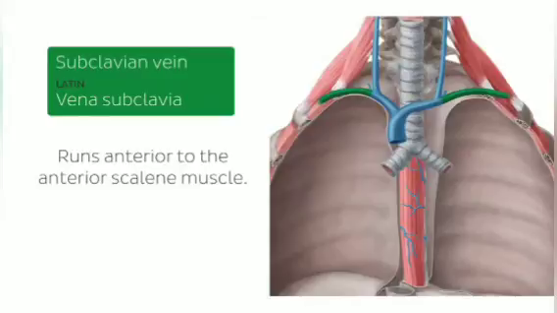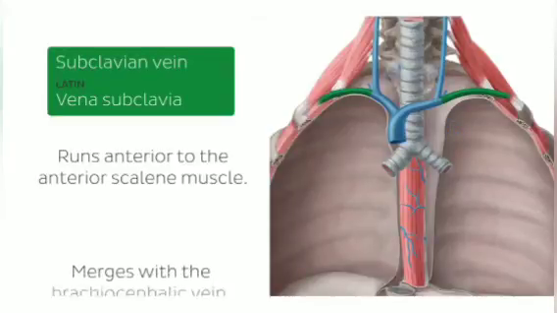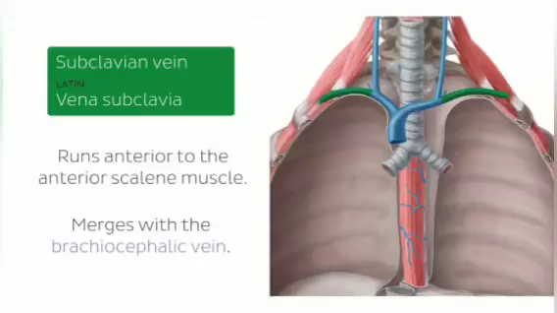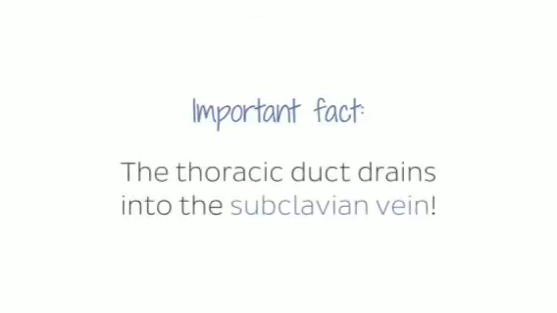Together with the internal jugular vein, as you can see here, these are the internal jugular veins. The subclavian veins are going to merge with the brachiocephalic vein and then drain blood towards the superior vena cava and then to the heart. I want to highlight an important fact that you need to know: the thoracic duct, the main vessel of the lymphatic system, will drain into the subclavian veins.